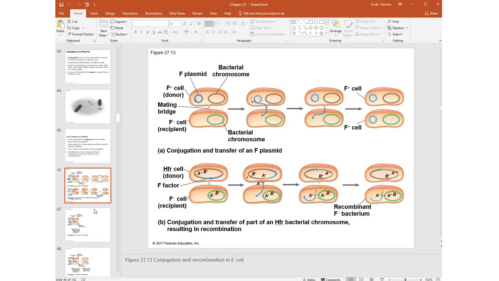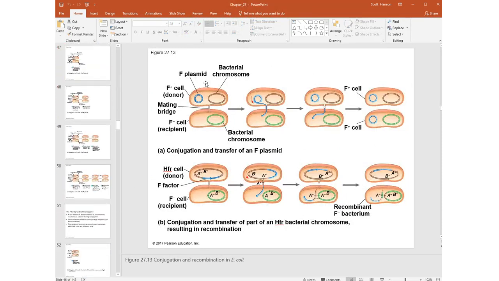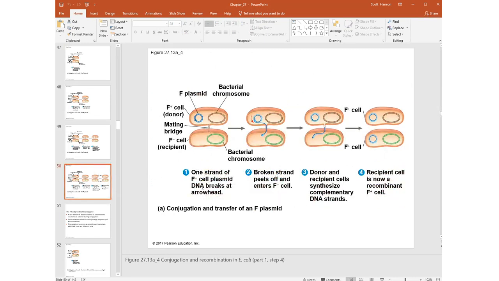And here you can see the conjugation and transfer of an F plasmid, and also conjugation and transfer of part of an Hfr bacterial chromosome, causing recombination. We should look at this in more detail in part 2 of the lecture over chapter 27.